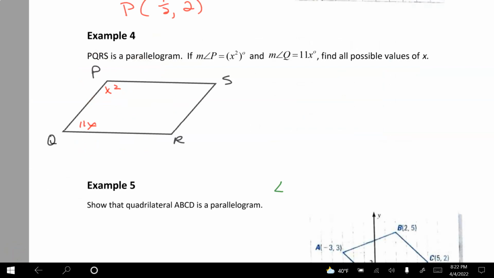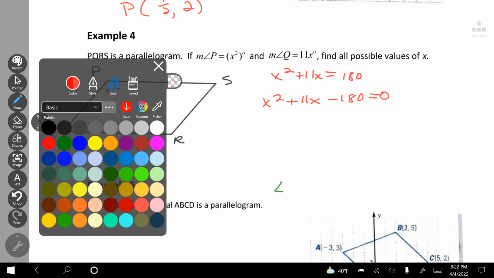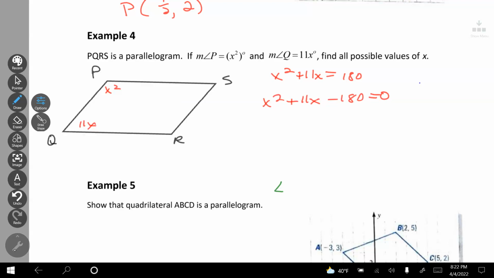Okay, I drew my parallelogram, PQRS. Angle P is x squared. Angle Q is 11x. I know together they have to add up to 180 degrees. So I bring the 180 over, because whenever I have an x squared problem, I should make it equal to 0. And now what I should do is factor.